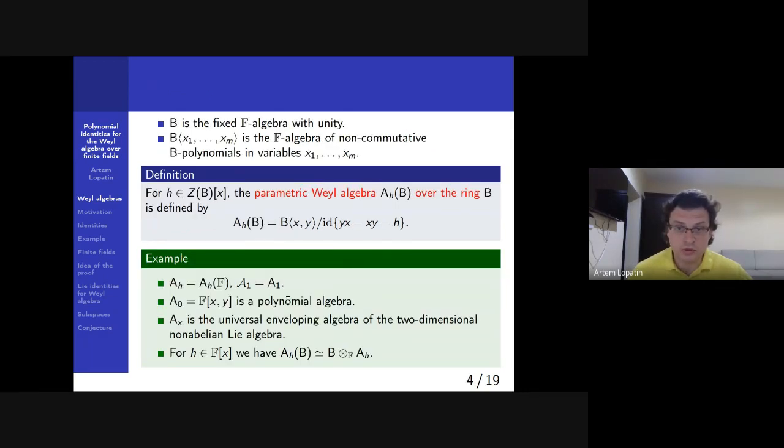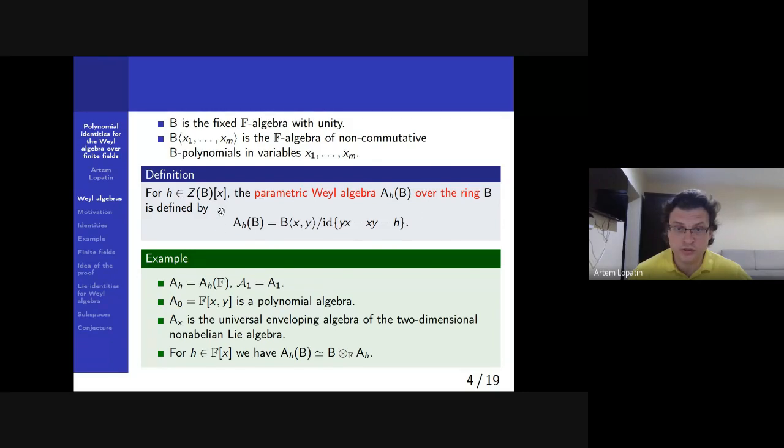But in our research, we didn't stop here, and actually we considered this parametric Weyl algebra over an arbitrary F-algebra B with unity. So B is a fixed F-algebra with unity. Of course, it's associative, and of course, it doesn't have to be commutative. It may be non-commutative. It may have divisors of 0, so we don't have any restriction, the only restriction is that B has unity. And here we consider the F-algebra of non-commutative B-polynomials in variables x1, ..., xm. Essentially speaking, here we can interchange elements from B with these variables. So B itself may be non-commutative, but elements of B we may permute with elements x1, x2, ..., xm. In this way, we obtain the F-algebra of B-polynomials in these variables.